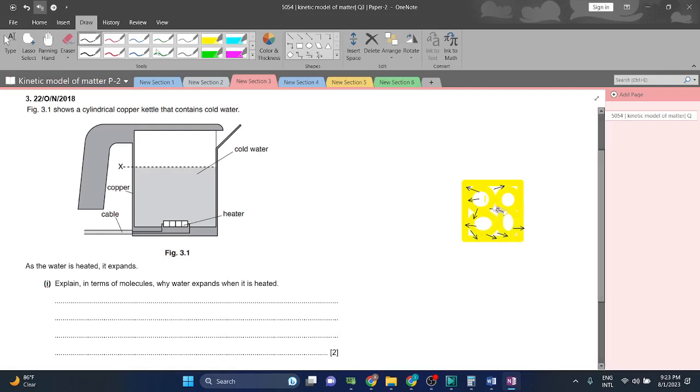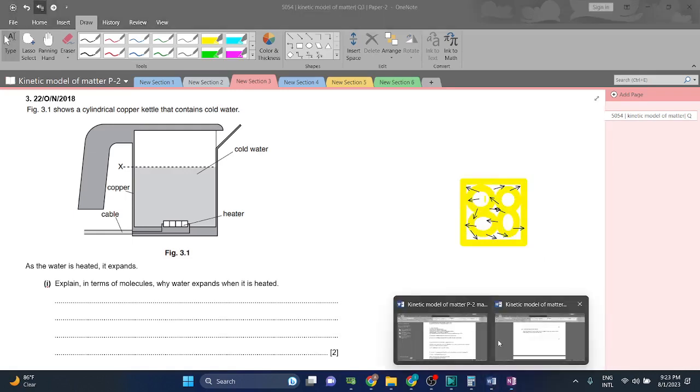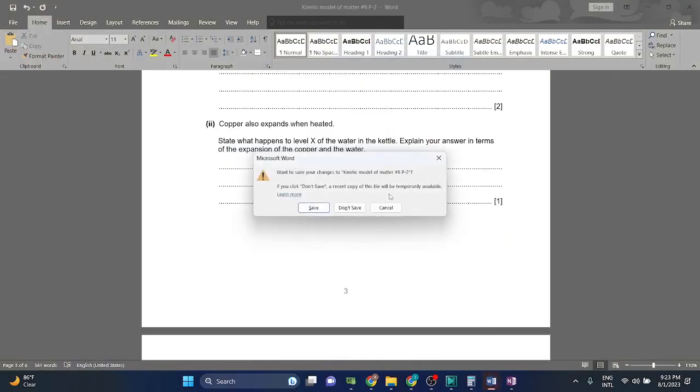This will cause them to expand the volume of the thing they're in. Because they are vigorously shaking, they will expand the volume, and that will cause the water level to rise.